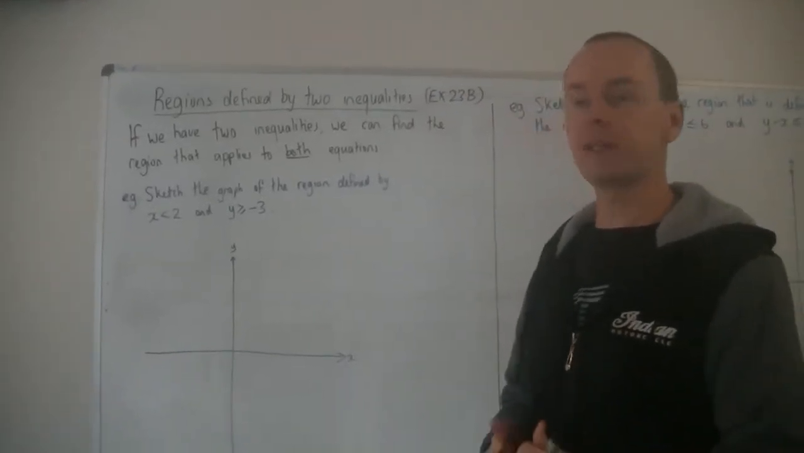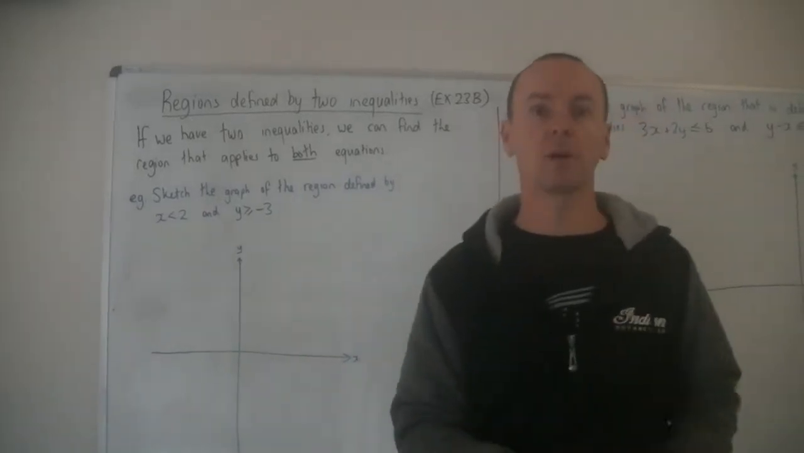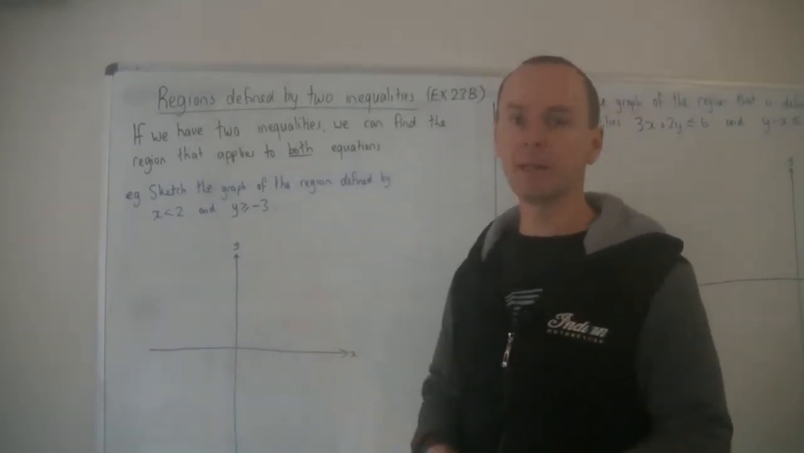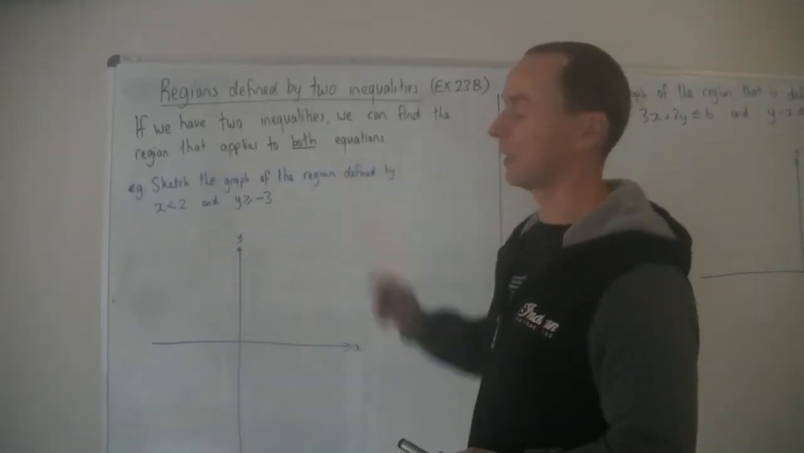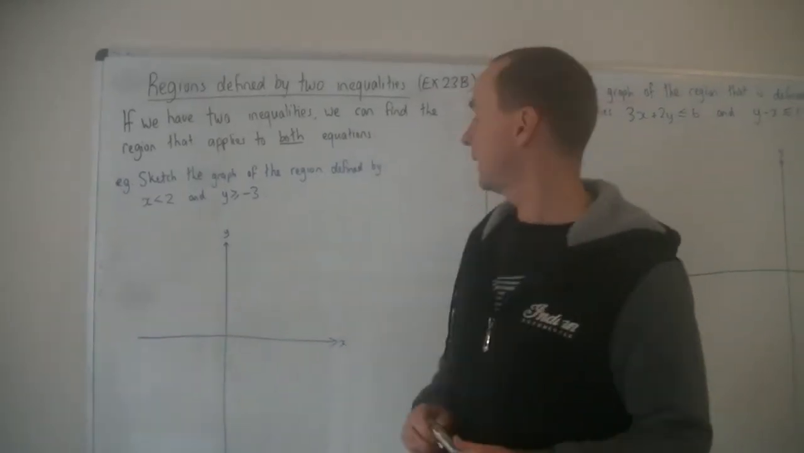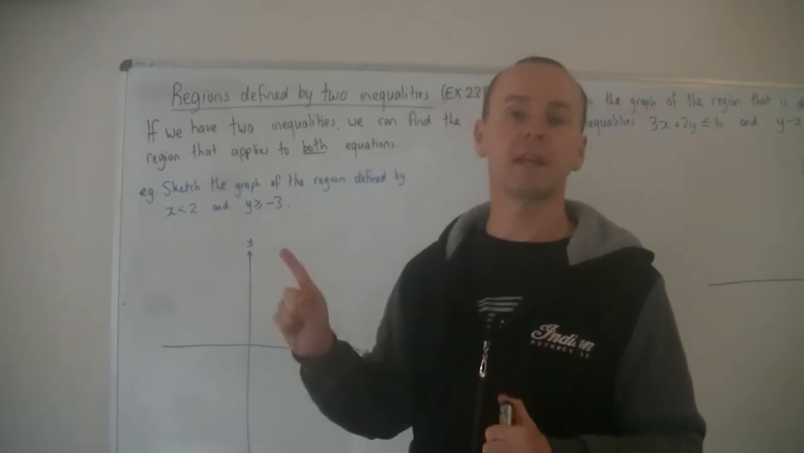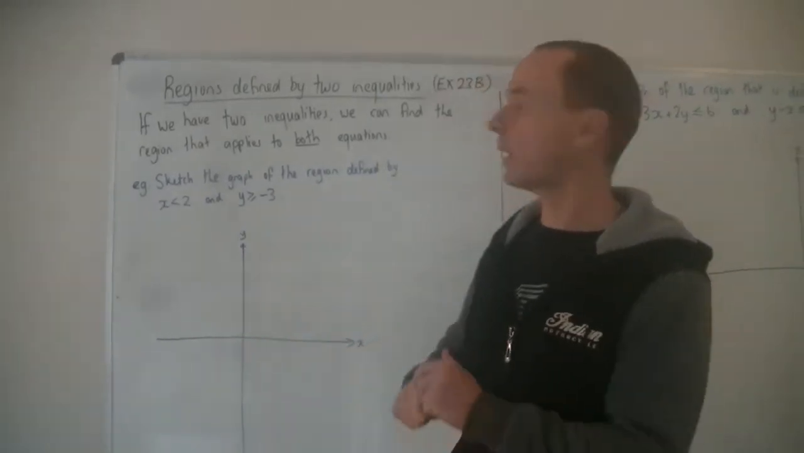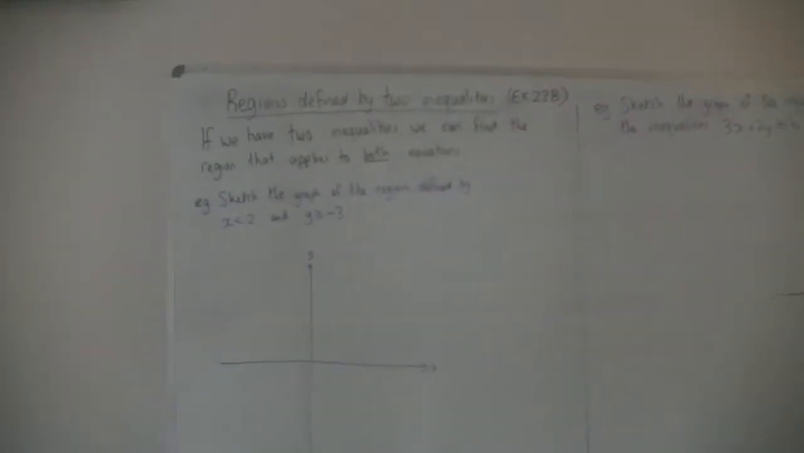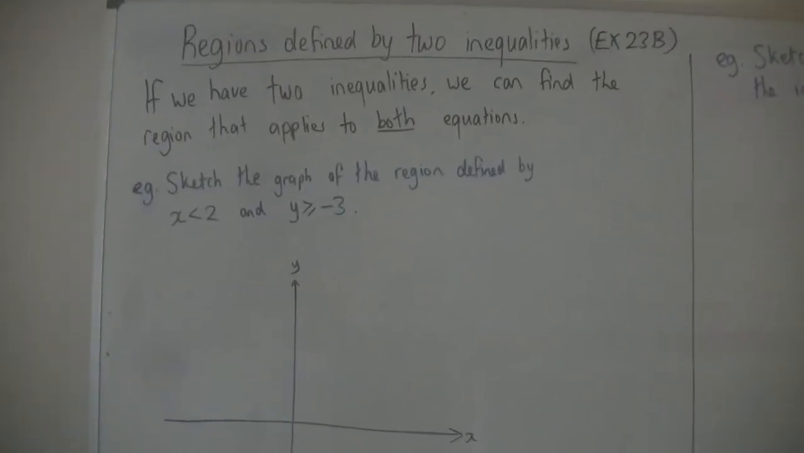So last lesson we drew one graph and then we found the region required. This time we've got two separate equations. So what you have to do is draw both graphs and then find the region required that satisfies both equations. But anyway, before we get to that, copy down the notes please, and I'm going to fill it in while I'm explaining it.